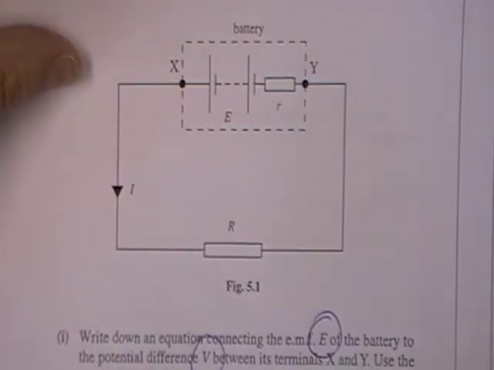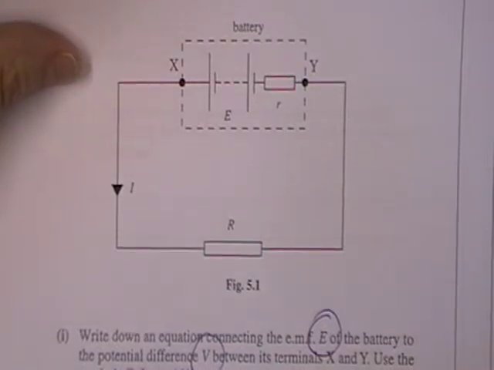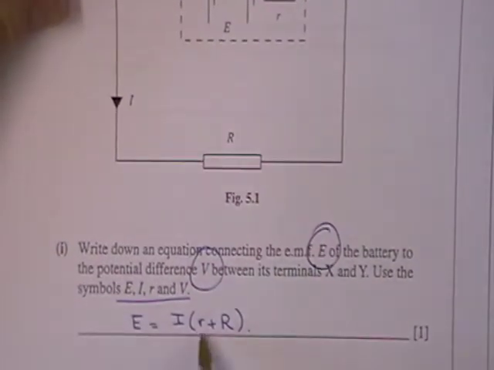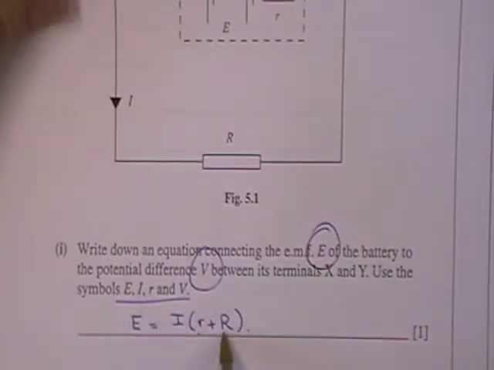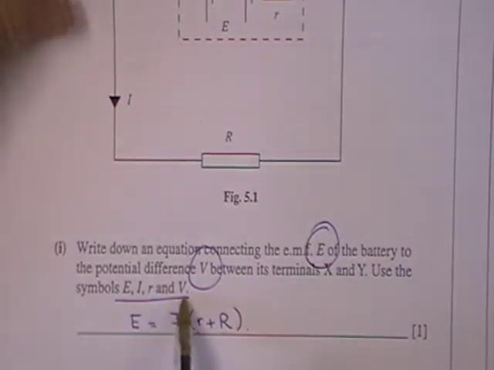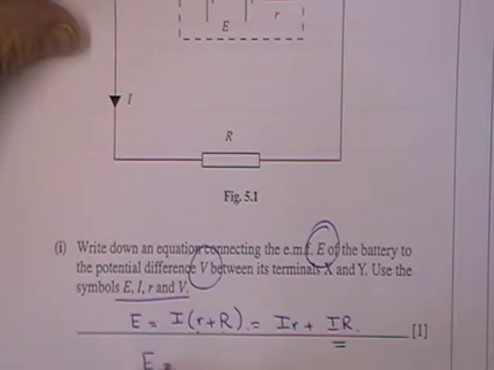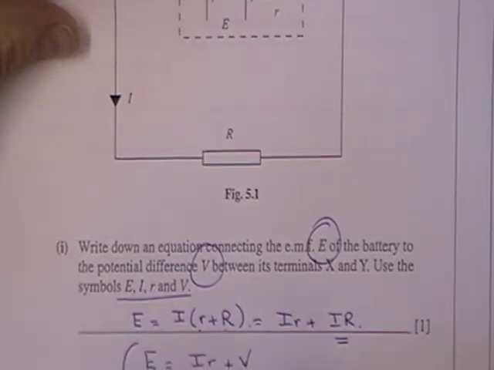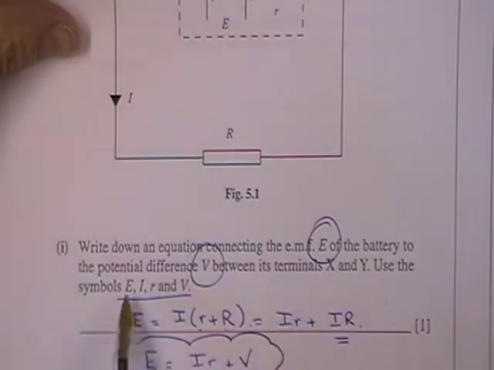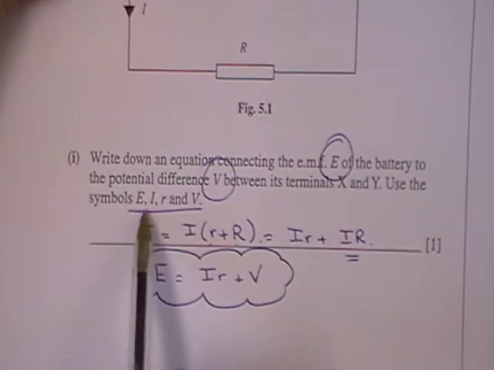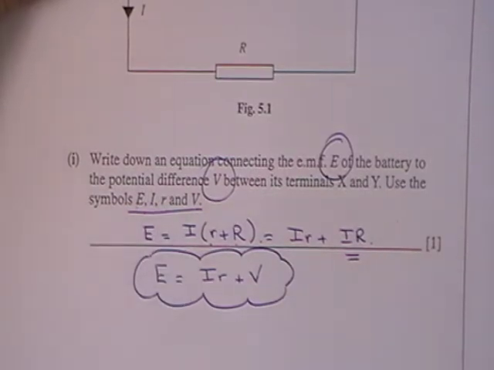You know that E is equal to the current times R plus r. So R plus r are just the external resistance and the internal resistance. But we're not being asked to leave R in our equation, so we have to multiply that out as Ir plus IR, and then change this into V. So E is equal to Ir plus V. And leave it like that because those are the symbols you're being asked for: E, I, r and V.